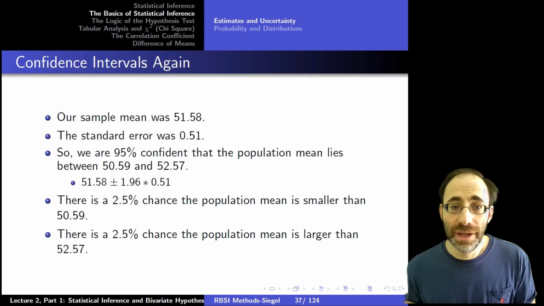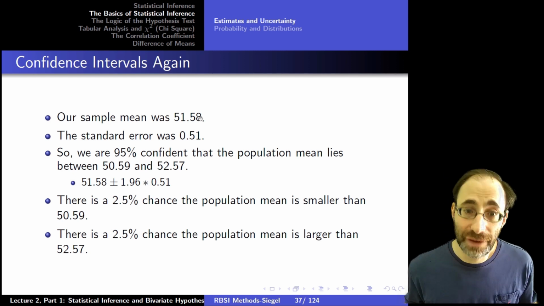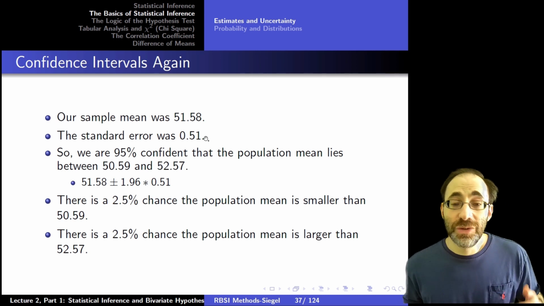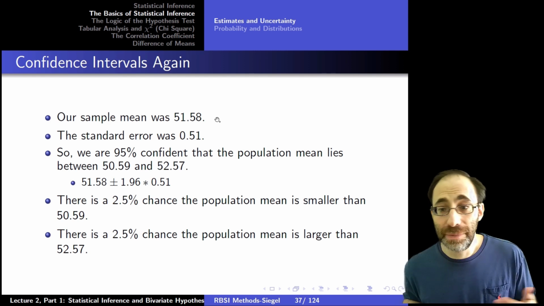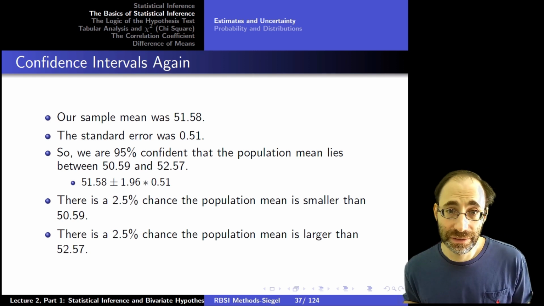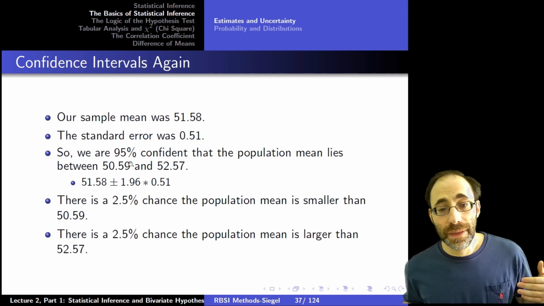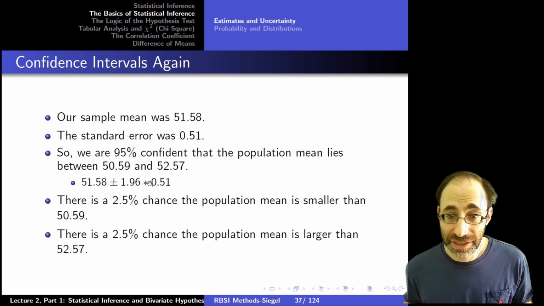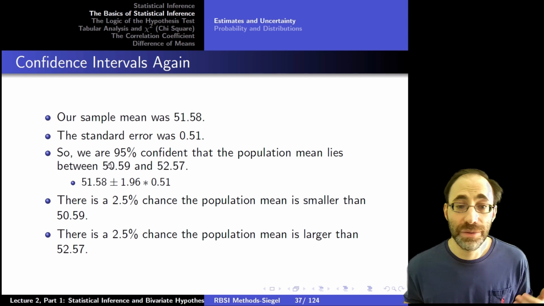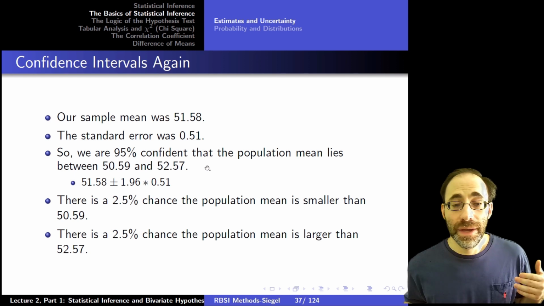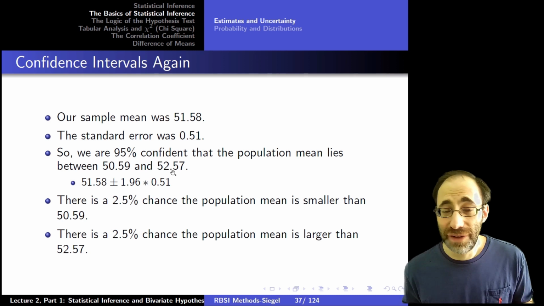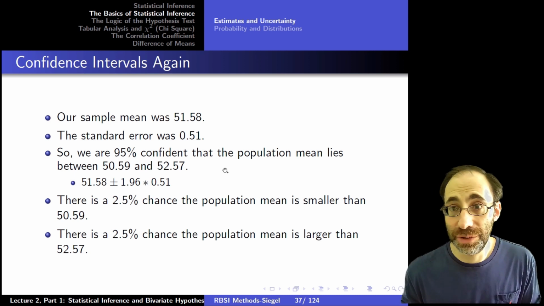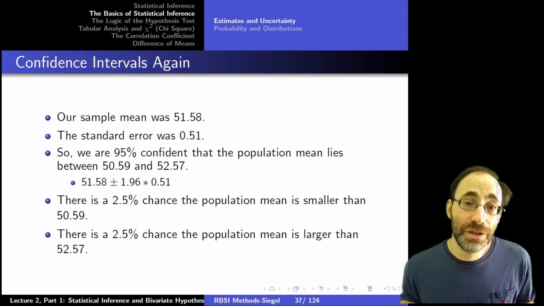So again, going back to confidence intervals here, our sample mean was 51.58. The standard error we calculated was 0.51. So we are 95% confident that the population mean lies between these two values. Those two values are obtained by looking at 51.58 plus this and minus this. So here's the range. Now note, the true value, if you remember, was 52.5, so it's just barely in that range. So our sample here is actually a fairly unlikely sample to have drawn given the true value. But it's still certainly possible.